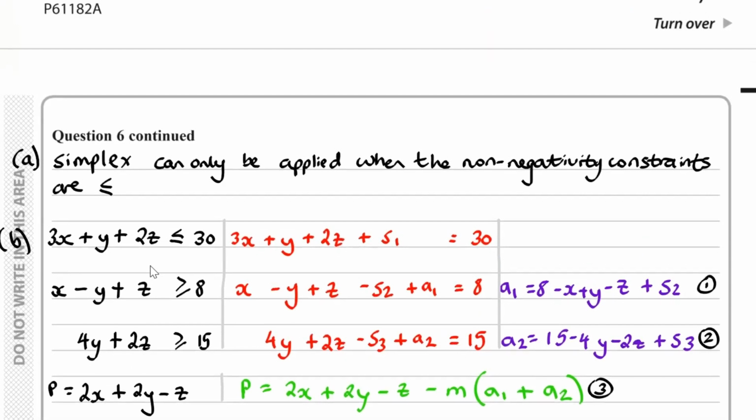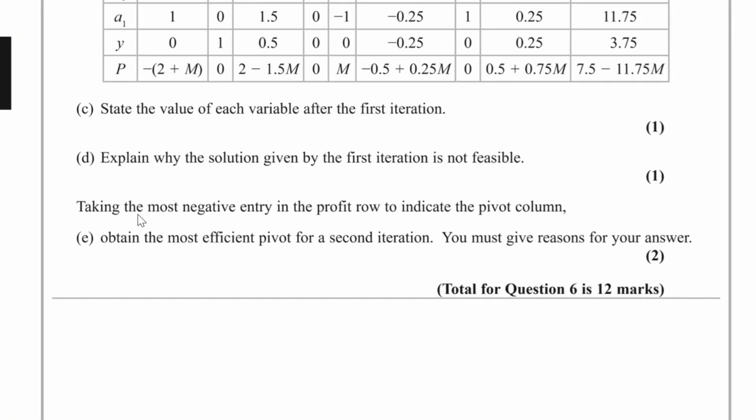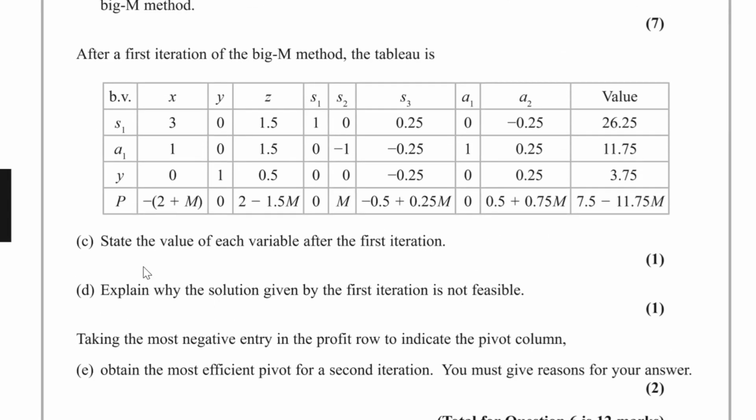And now for part E, taking the most negative entry in the profit row to indicate the pivot column, we have to obtain the most efficient pivot for a second iteration. You must give reasons for your answer. Well, if you look along this P row, the most negative value in this objective row would be the 2 minus 1.5M. And therefore, the pivot is in the Z column.